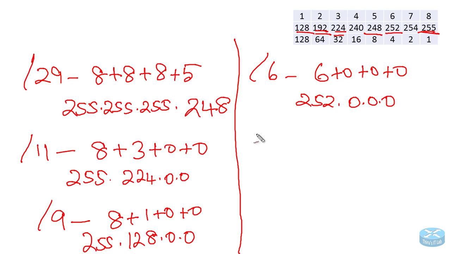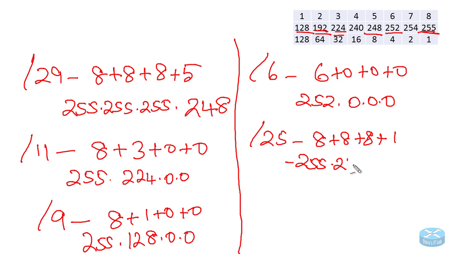Let's say /25. 8 plus 8 plus 8, 24, plus 1 makes 25. So 255.255.255, and then one bit, 128. Let's convert one more.